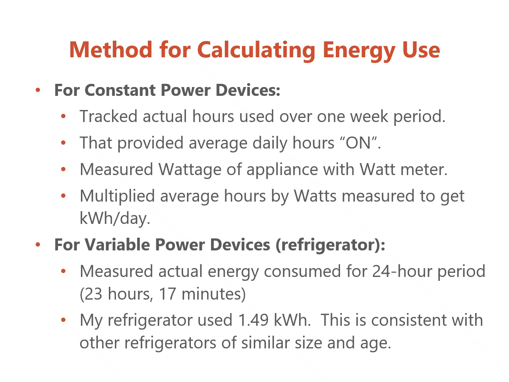For the constant power devices, I tracked the hours on in a daily log. Then I measured each device using my watt meter. And then I multiplied the hours used by the watts measured. That gave me kilowatt hours per day for each of the devices. For the variable power device, in this case the refrigerator, I measured the energy consumed in a 24-hour period, which in this case came out to be 1.49 kilowatt hours per day.